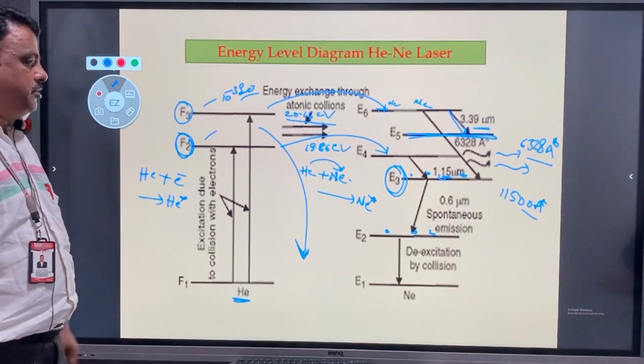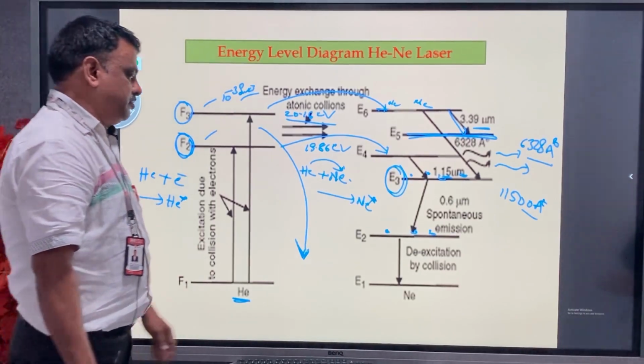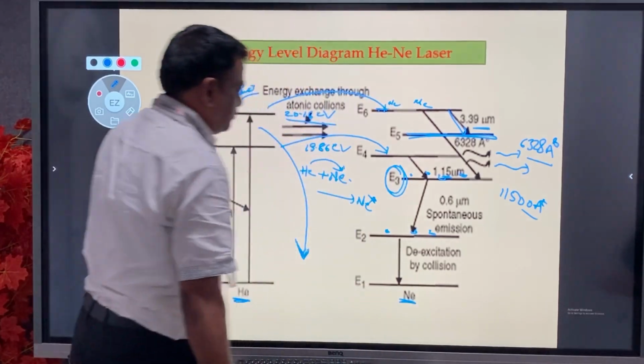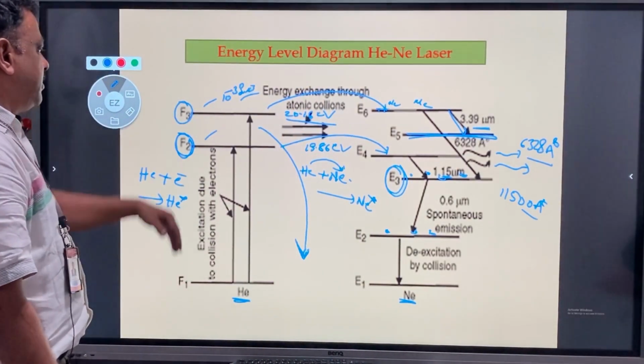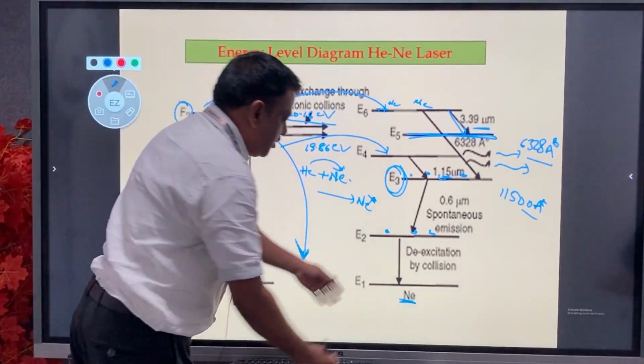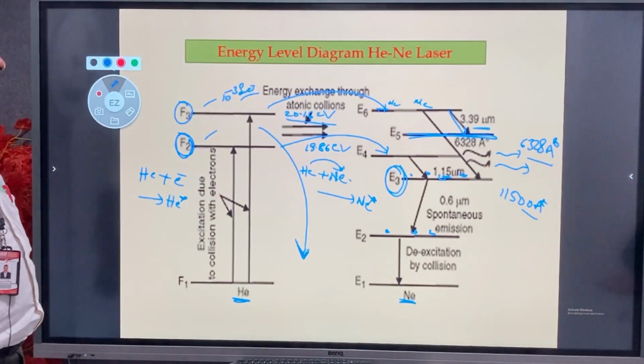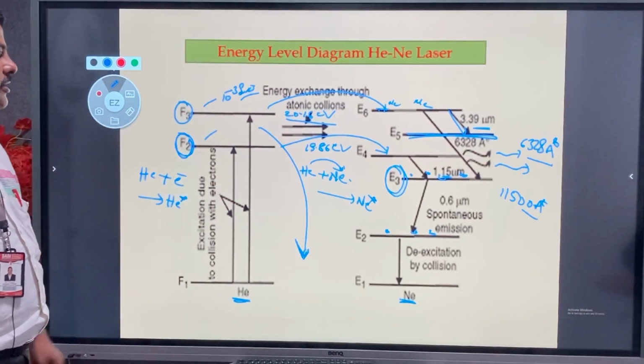The neon atoms collide with the walls and are de-excited to the ground state. Then the process begins again. The helium atoms in the excited state collide with the neon atoms, and the neon atoms rise to the excited state and participate in the laser action.